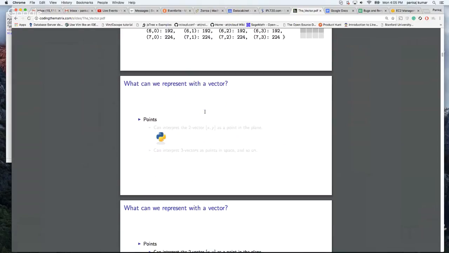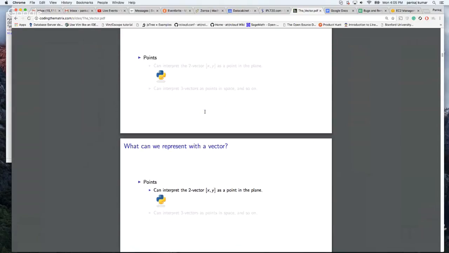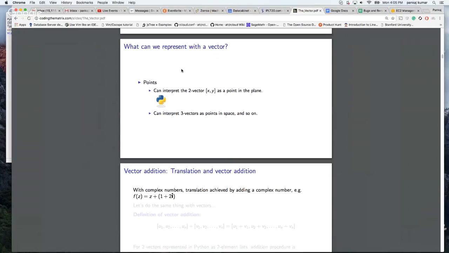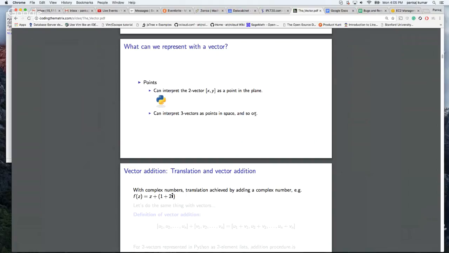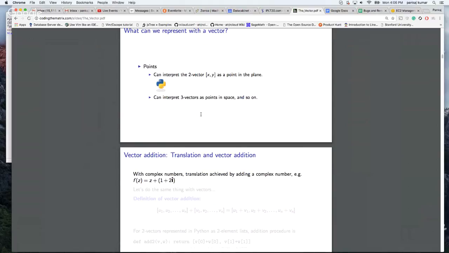Then we can interpret vectors as points. Can interpret 2-vector xy as a point in the plane, 3-vectors as points in space. So same idea as images. You can have a set of points as a vector, in 2 dimensions or 3 dimensions. So if you have a point in 2D, then it will have 2 values. In 3D, it will have 3 values.